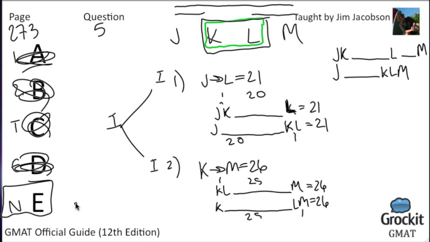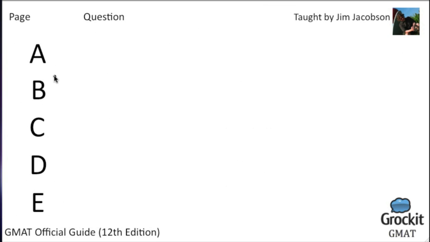Okay, on to number 6. 273, number 6. 1, 2, together, either, neither. If n is an integer, is n plus 1 odd?